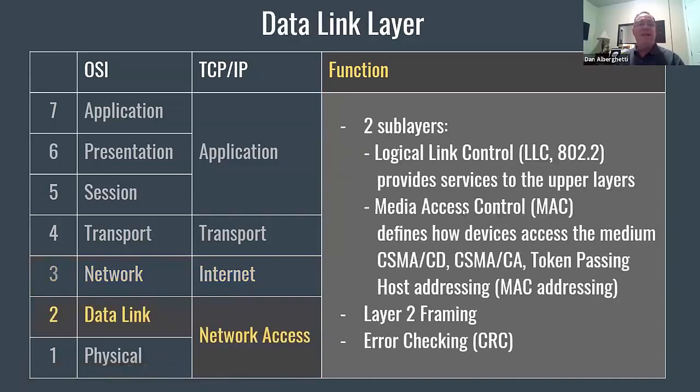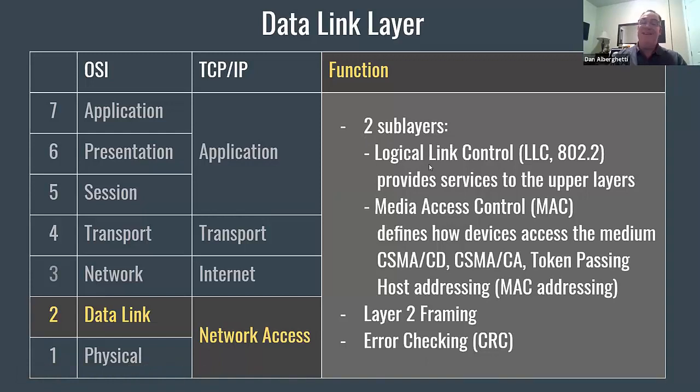All right, the data link layer. The data link layer is pretty interesting. The data link layer is the layer of your Ethernet NIC, right? It's the layer of Ethernet. It's the layer of your NIC. It's the layer where you have Ethernet cables. And it comes with two sublayers.